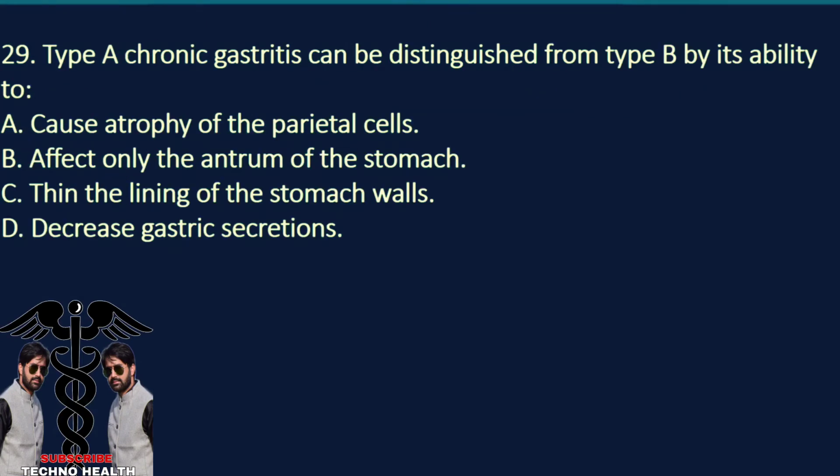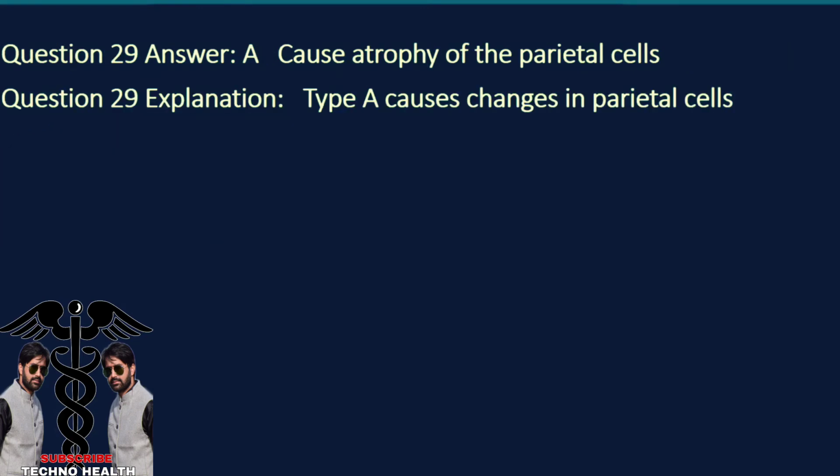Question 29. Type A chronic gastritis can be distinguished from type B by its ability to A. Cause atrophy of the parietal cells. B. Affect only the antrum of the stomach. C. Thin the lining of the stomach walls. D. Decrease gastric secretions. Question 29 Answer: A. Cause atrophy of the parietal cells. Question 29 Explanation: Type A causes changes in parietal cells.